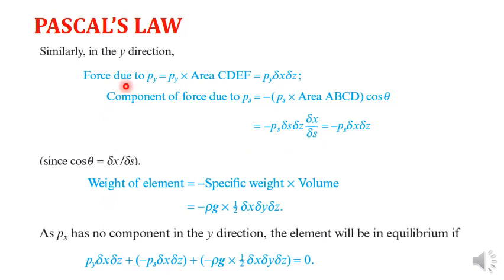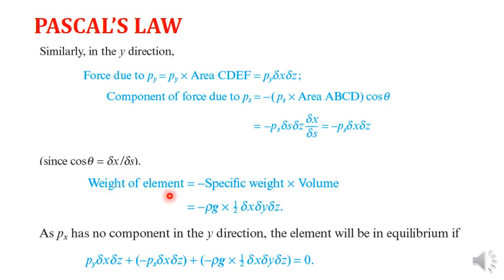Keep this equation with you for now. In the next slide we can consider the y directional forces. So the force due to py will be simply the pressure multiplied by the area of the surface normal to which this force has been applied. This area will be the area of the CDEF plane, and in dimensional terms it will be delta x and delta z. The second is the component of the force due to ps. It will be minus ps into the area normal to which this ps has been applied, and cos of theta to consider its vertical component in the y direction.